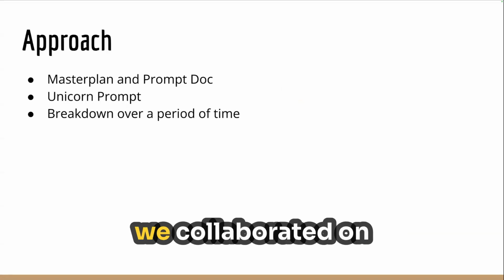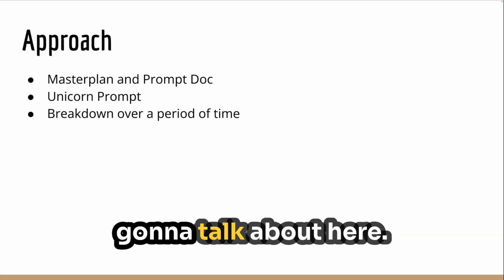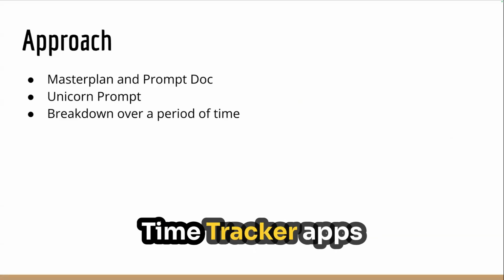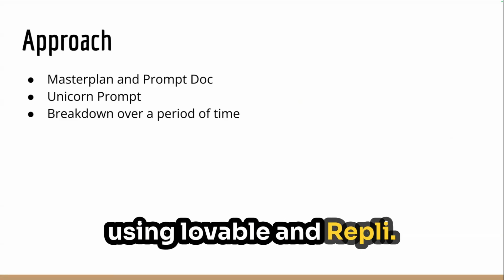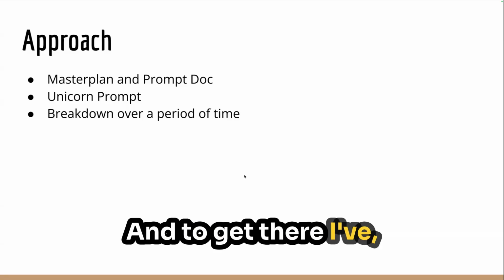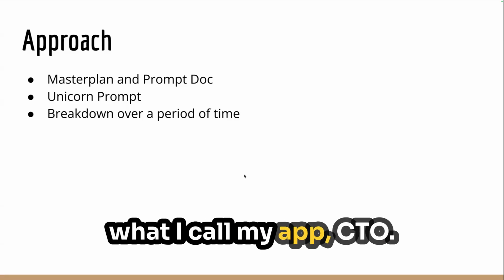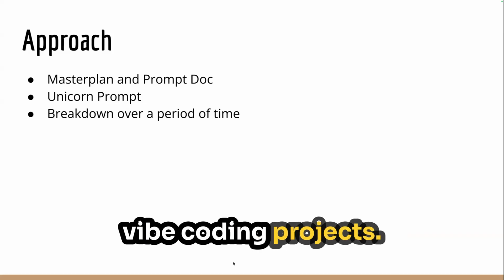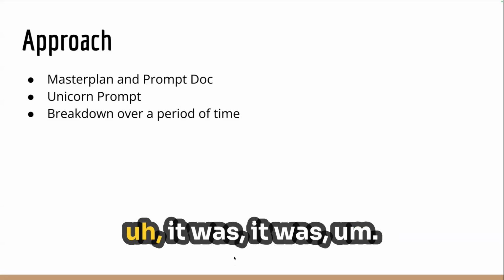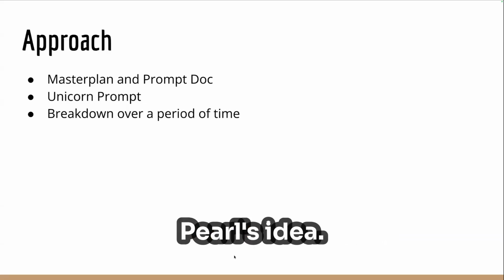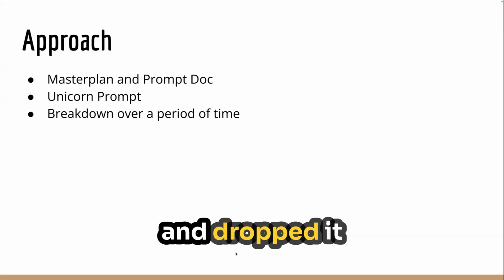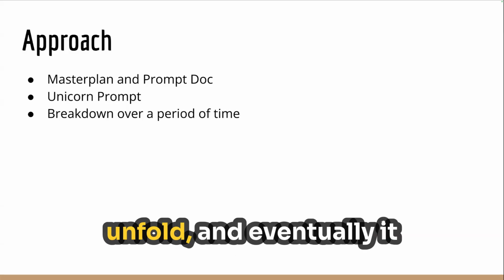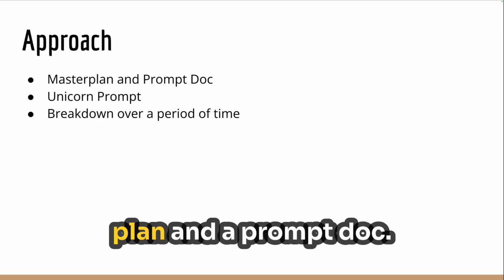So what we did, we collaborated on this project that we're going to talk about here. And we decided we were going to do something simple. So we both built time tracker apps using Lovable and Replit. And to get there, I have in Claude what I call my app CTO. That is an agent that I use to help me with planning these vibe coding projects. So we went in and it was Carlene's idea, and we took it and dropped it into the app CTO. And I had a conversation about how this would unfold, and eventually I came up with a master plan and a prompt doc.